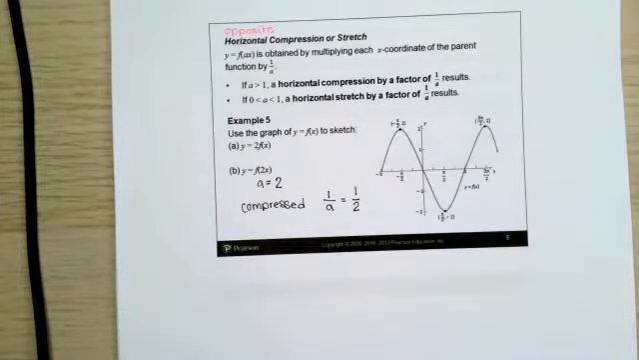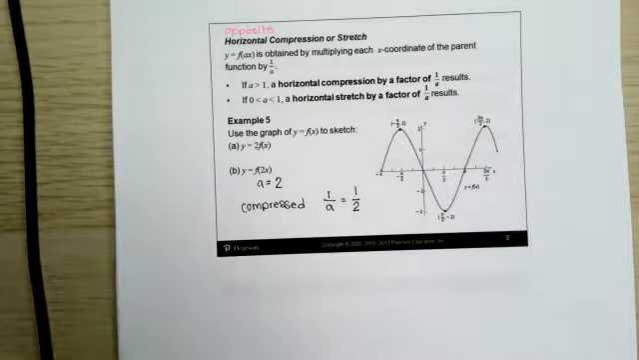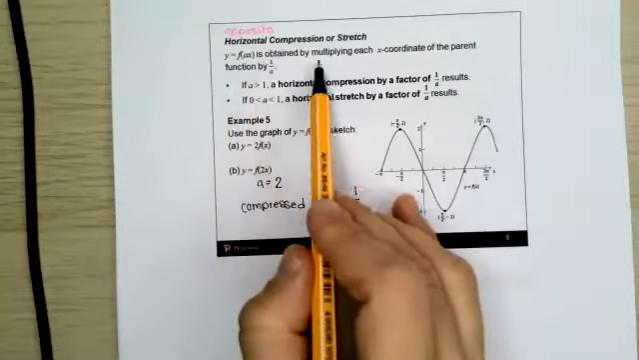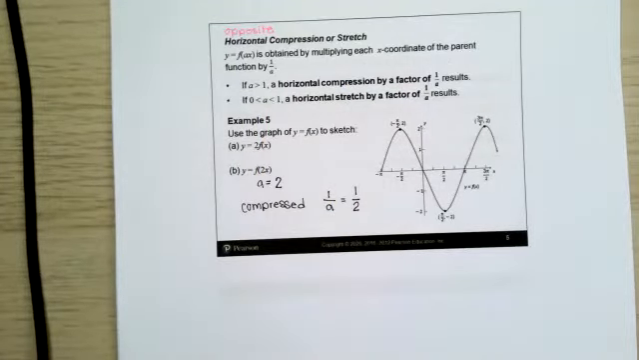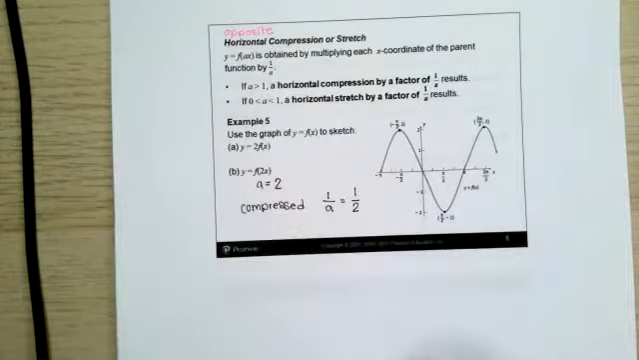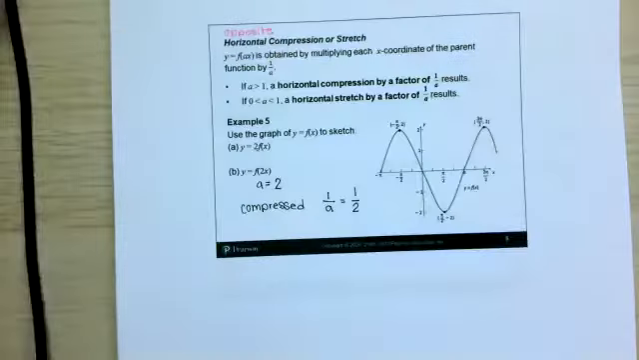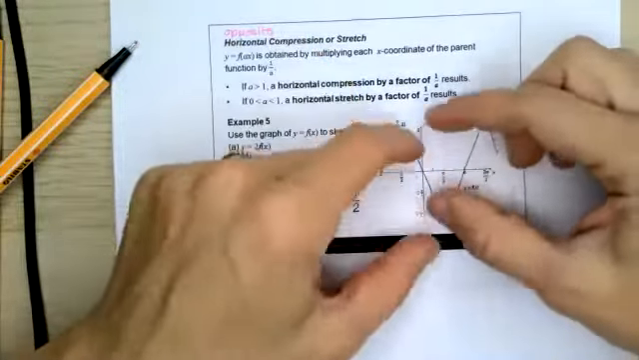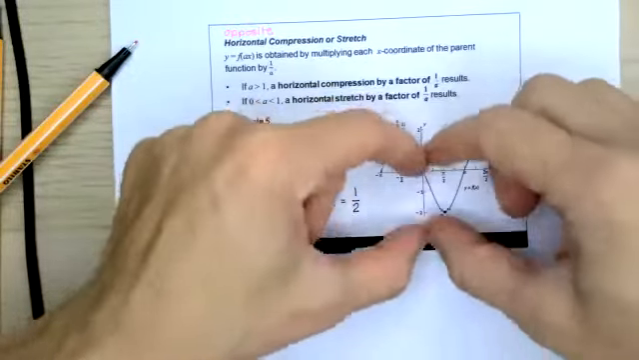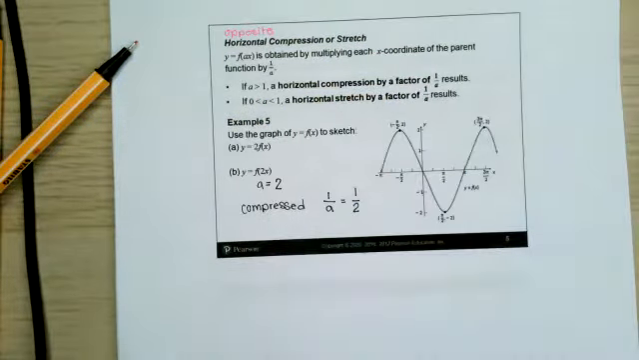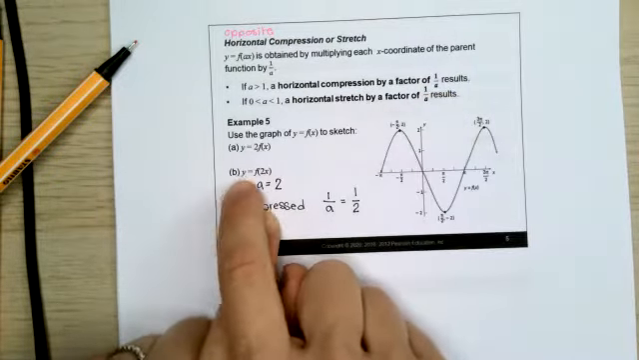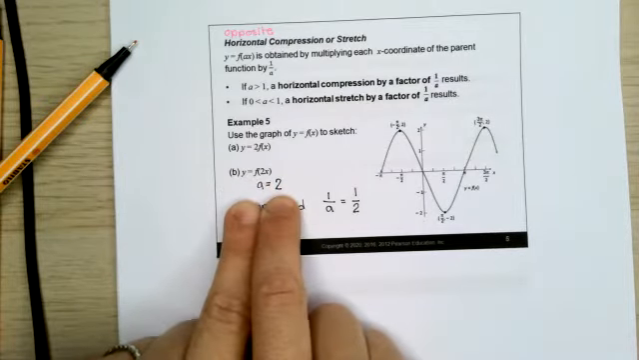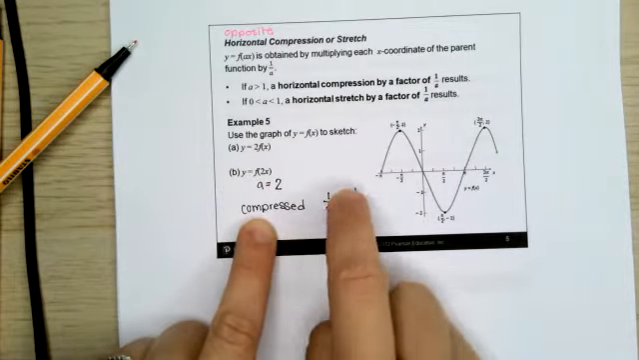Okay, so y equals f of a of x is obtained by multiplying each x coordinate of the parent function by 1 over a. So just like we multiplied each y coordinate of the parent function by a to get vertical stretches and compressions, that means when a is big, y gets taller, right? When a is small, y gets shorter. Here, since it's 1 over a, it's the opposite. So when y equals f of 2x, that means our a is 2, so it is compressed by 1 over 2 or 1/2.